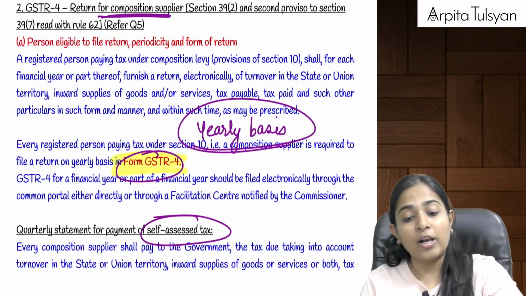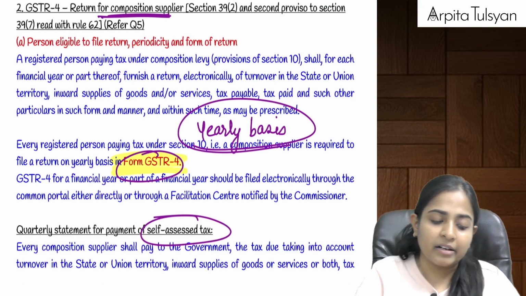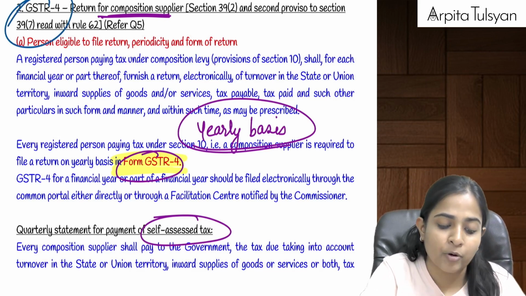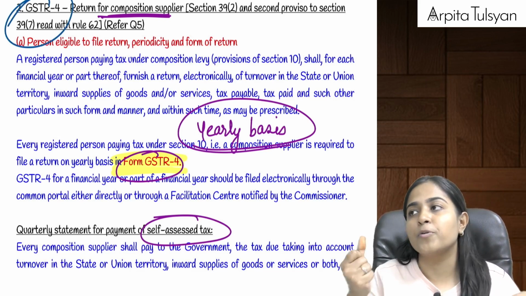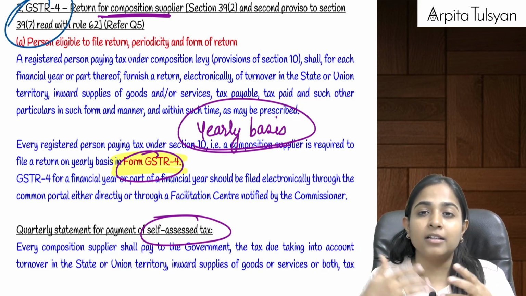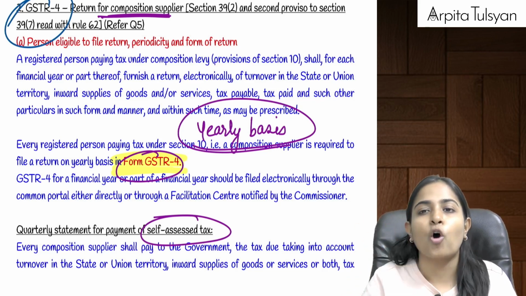This was all about your GSTR 3B. Now going on to the other returns. The next one is your GSTR 4. GSTR 4 talks about the return for composition dealers, under section 10. These people are required to file the return on a yearly basis. They have to file this GSTR 4 on a yearly basis.